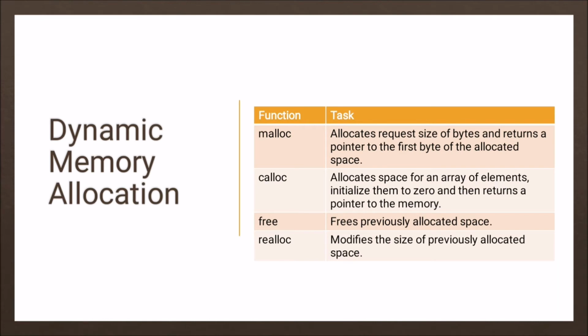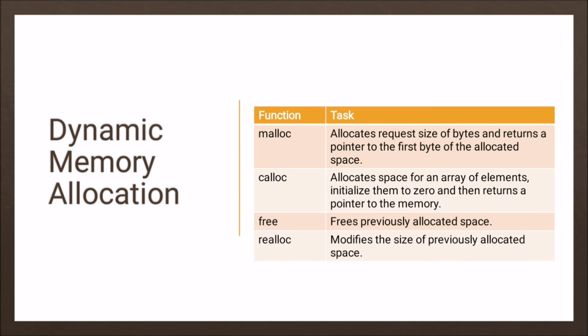Now the second function is calloc. What is the task of the calloc function? It allocates space for an array of elements, initializes them to 0, and then returns a pointer to the memory. So basically malloc allocates the requested size of bytes and returns the pointer, and calloc allocates space for an array of elements, initializes them to 0 and then returns a pointer to the memory. This is the basic difference between malloc and calloc.